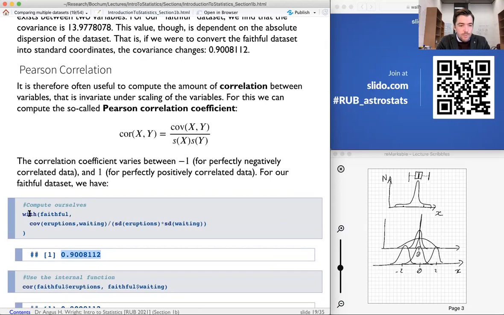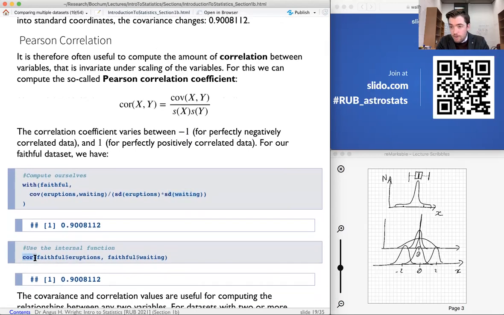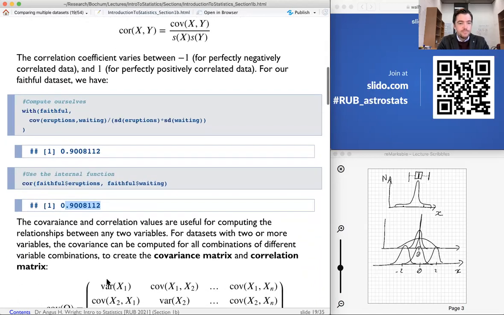We did this using the formula here just to demonstrate that it works. So the covariance of X and Y divided by the standard deviation of X times the standard deviation of Y gives us this. We actually have a Pearson's correlation function in R, which is just called cor. And again, doing the exact same thing gives you the same result, thankfully.